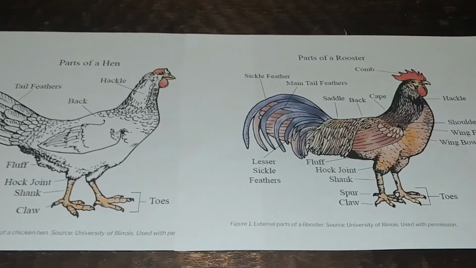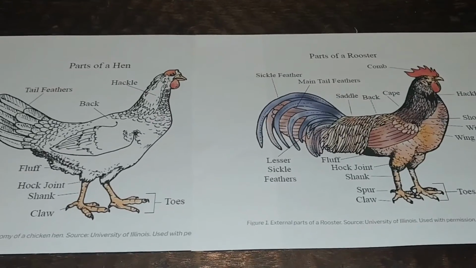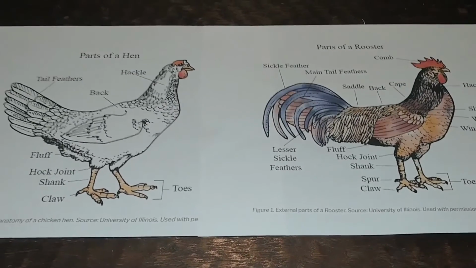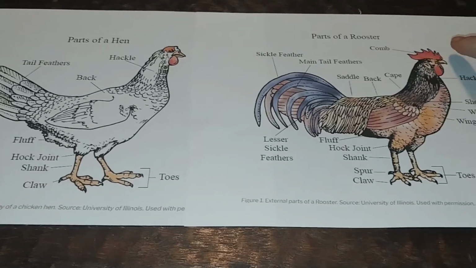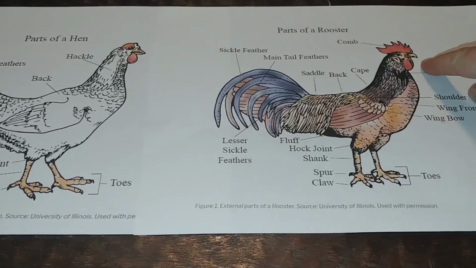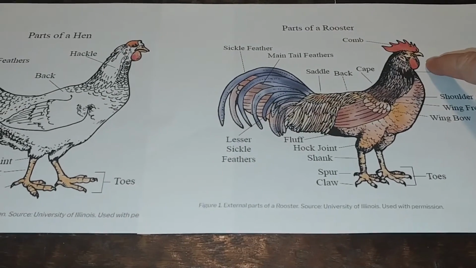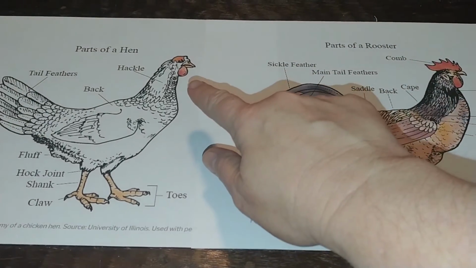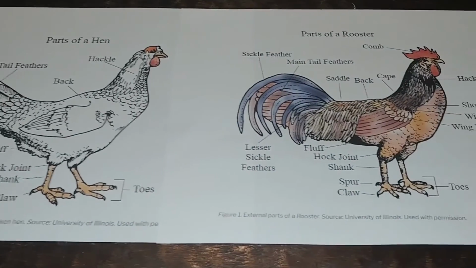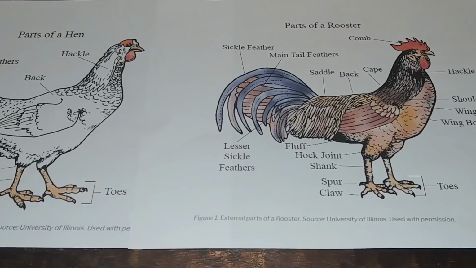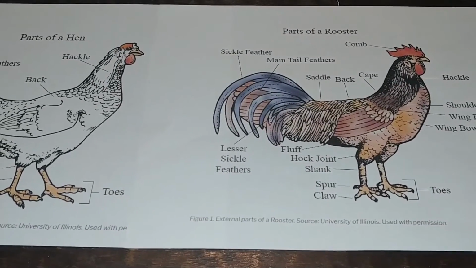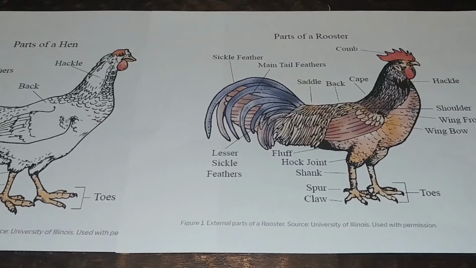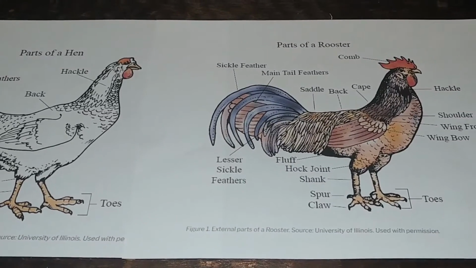The other thing you might notice, and I said we would talk about these in more detail, was the comb and the wattle. So if you notice on the rooster, the comb and the wattle are bigger than they are on the hen. They both have a comb and wattle, but the rooster's is usually a little more red and larger than the females', than the hens'.